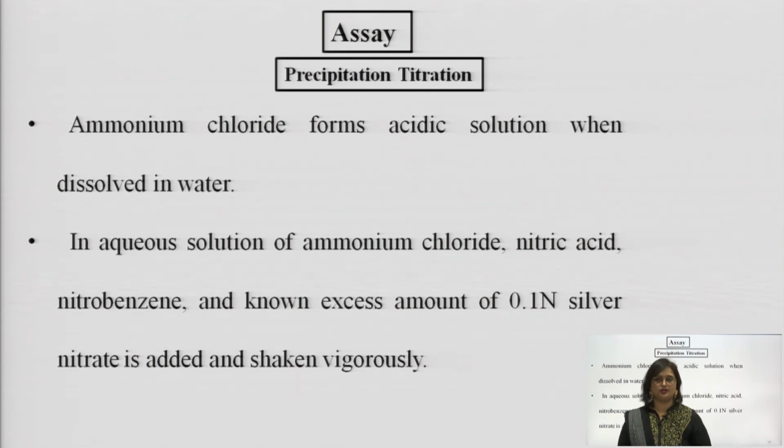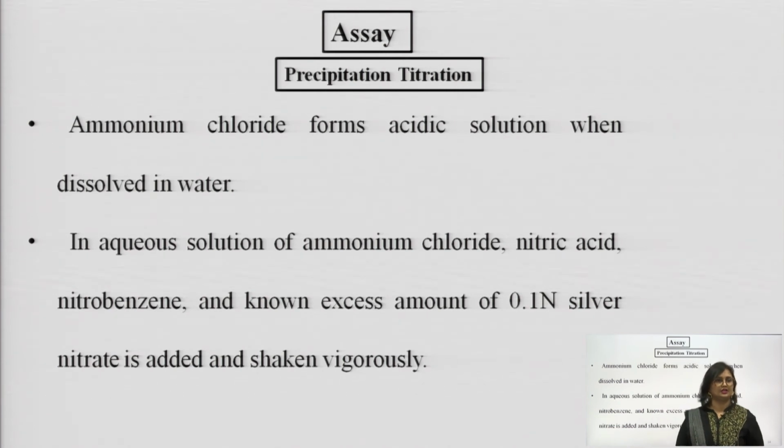Now, the assay of ammonium chloride. How do we determine the purity of ammonium chloride? Via assay. There are two assay methods, the first involving precipitation titration, the second involving acid-base titration. We will be discussing both in today's class. Step number 1: ammonium chloride forms an acidic solution when dissolved in water.